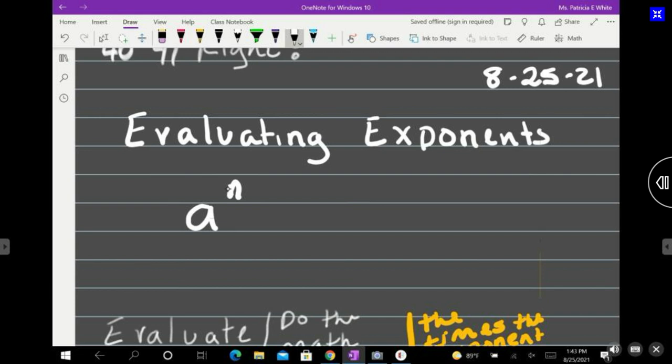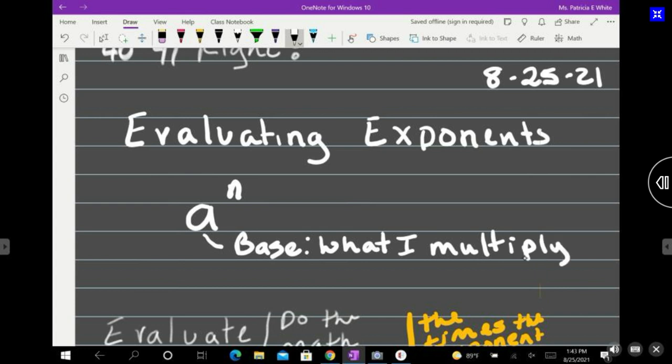A is my base. That's what I will multiply. N, we either call it the exponent or sometimes we call it the power. And that tells me how many times I will multiply.